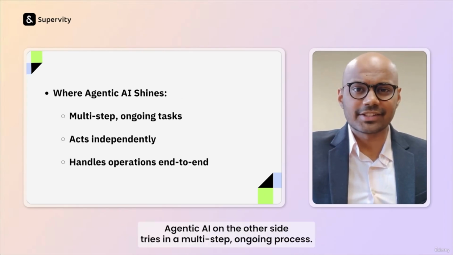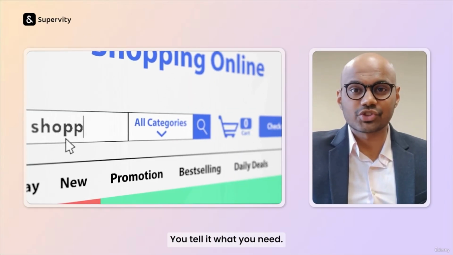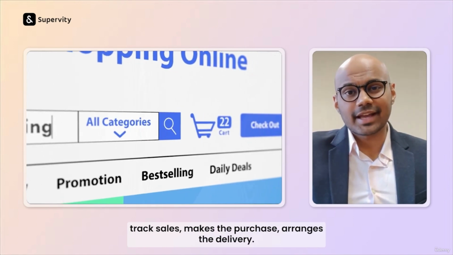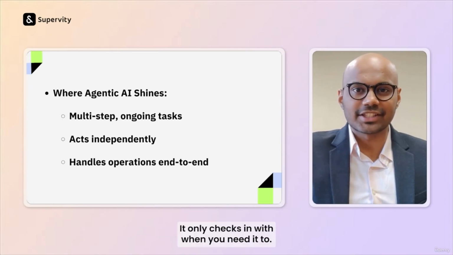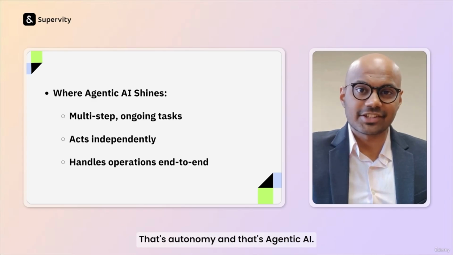Agentic AI, on the other side, thrives in a multi-step, ongoing process. Take a personal shopping agent, for example. You tell it what you need, it checks multiple websites, compares prices, tracks sales, makes the purchase, and arranges the delivery. It only checks in with you when you need it to. That's autonomy, and that's agentic AI.